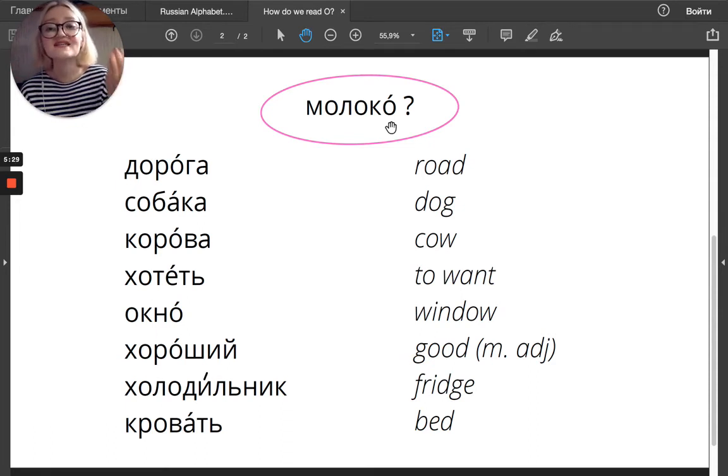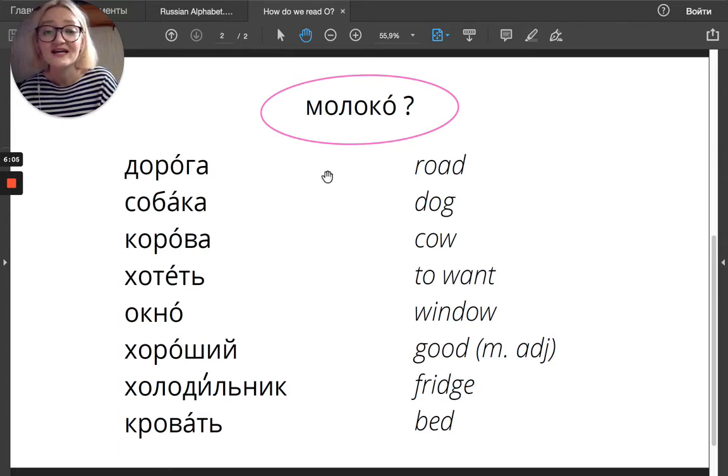So the trick is that it doesn't matter how many O's we have. If they are both not stressed, we read them like A. Even if we have 3 O's and all of them are not stressed, we read them all like A. So no exceptions here. The rule is working, and we just need to know the stress position in every word just to read them correctly. Let's practice more. I'll give you some time. I want you to read it first without me, and then I'll read it for you, and you'll check yourself.